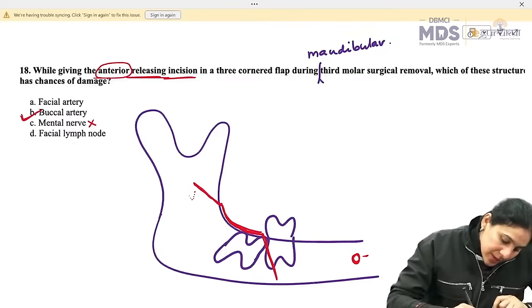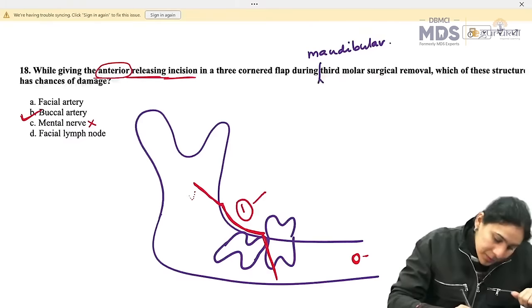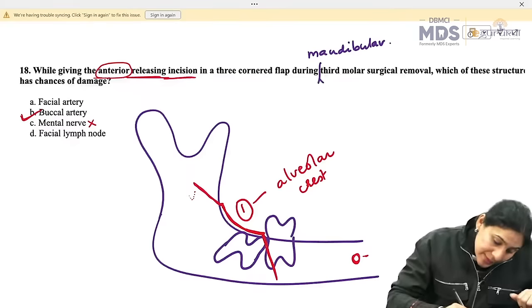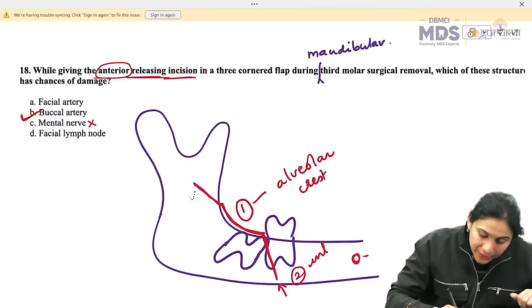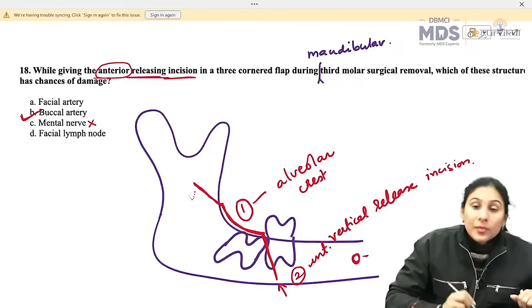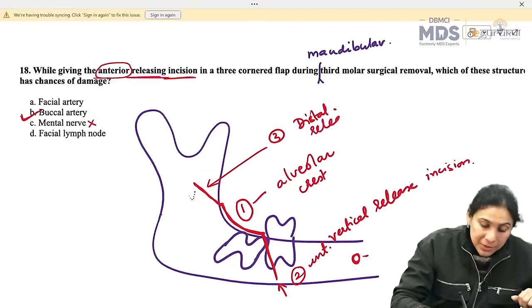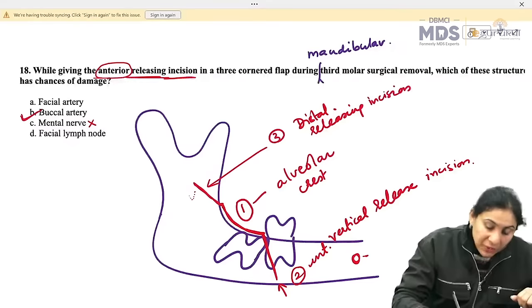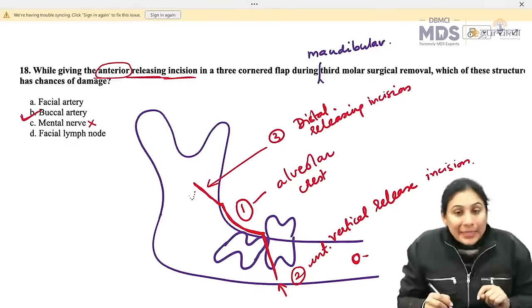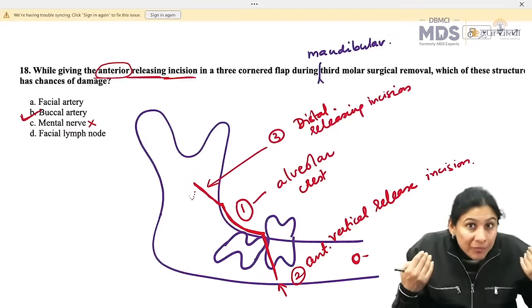This is my alveolar incision on the alveolar crest. Number one, this is the alveolar crest incision. This is my anterior vertical release incision. Okay. And this is my distal releasing incision. If I put only the distal releasing incision, it becomes a triangular flap. If I give both anterior and distal releasing incision, it becomes a trapezoidal flap or a four-cornered flap or an envelope flap. Okay.